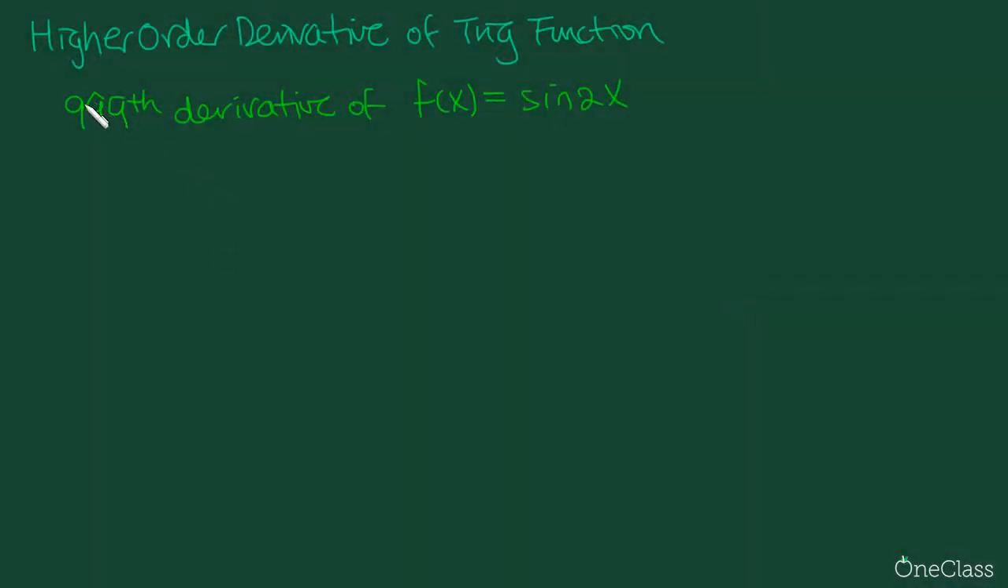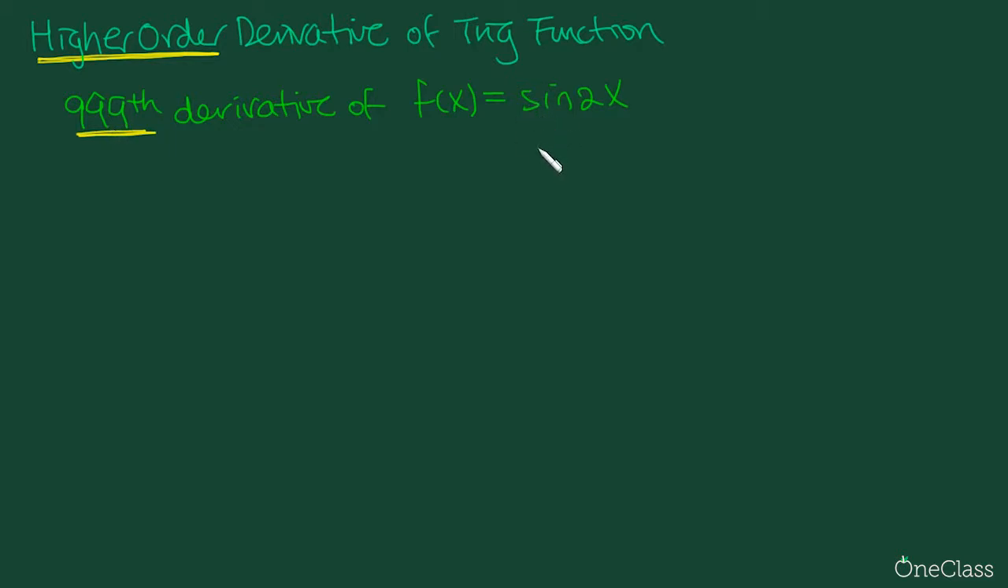So here we are to find the 999th derivative of f at x, which is sine 2x. So it's not just sine x, there's a 2x compound angle. Doesn't really matter. I put the word higher order because we are dealing with not just the first derivative, but the 999th, of this trig function. It becomes very easy for us because trig repeats itself.